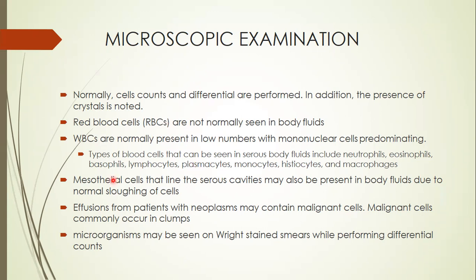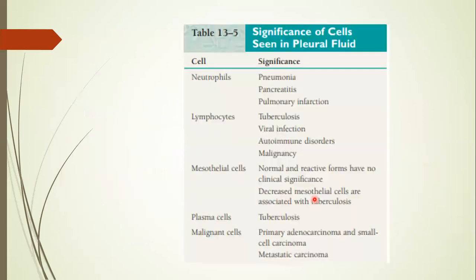Mesothelial cells are the normal cells that line your serous cavities, and you can see these in normal body fluids, serous fluids. Some effusions may be caused by malignancy, neoplasms, or cancer. That's why we do microscopic examination, because these malignant cells may be seen under the microscope, especially when you stain. You do cytology and then you stain. Microorganisms may also be seen when you do Wright staining. So these are the significant cells seen in pleural fluid.